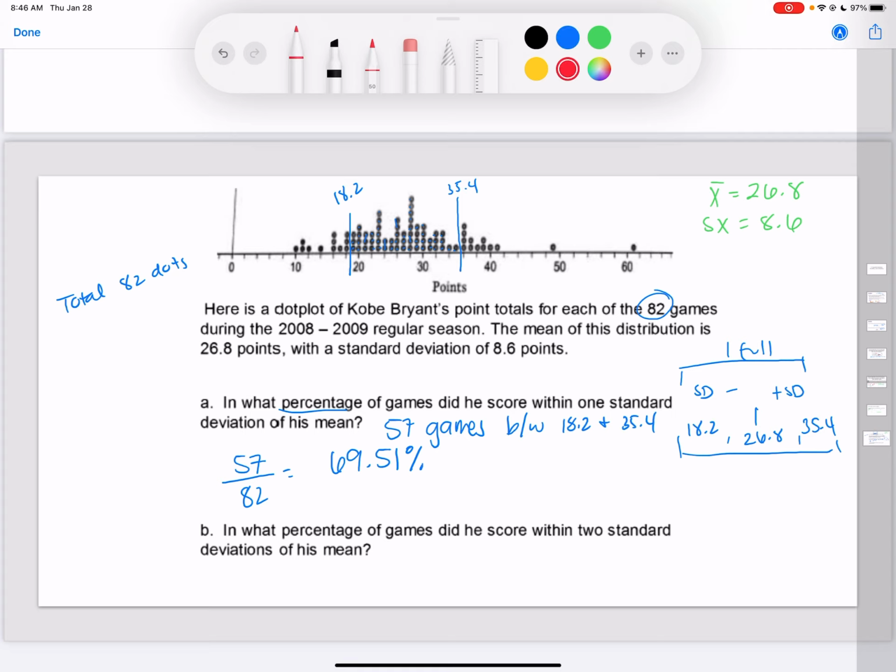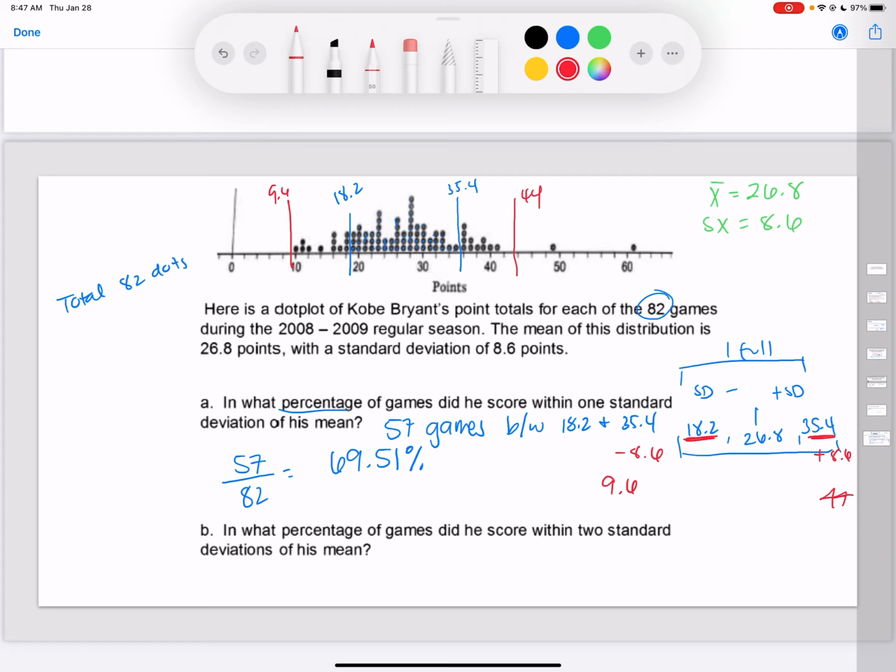Okay, now if I want to find how many within two standard deviations, I'm going to start at those boundary lines that I just created. And I'm going to subtract a second standard deviation, and I'm going to add a second standard deviation. So I'm going to go 18.2 minus 8.6. That's going to give me 9.6. And I'm going to do 35.4 plus 8.6. That'll give me 44. And I'm going to draw those boundary lines. So essentially, within two standard deviations, I am subtracting two standard deviations and adding two standard deviations. So I'm finding 9.6 right here. And I'm finding 44. 44 is 2, 4 right here.